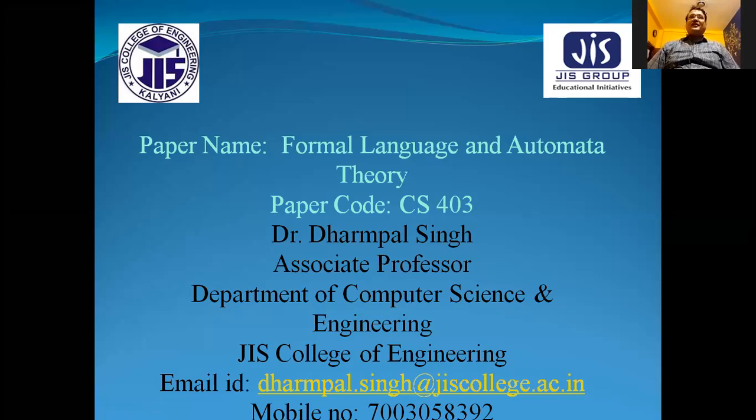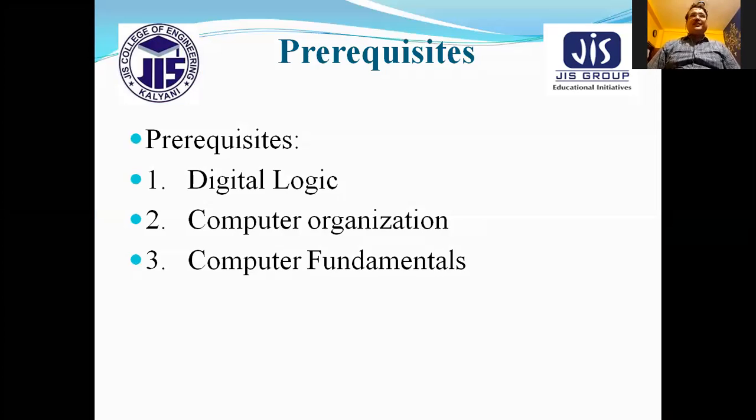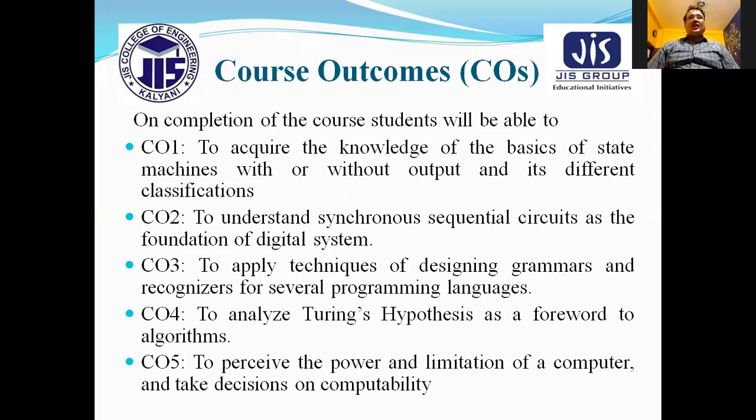Your paper name is Formal Language and Automata Theory. As you already know, the prerequisites of your subject are discrete logic, computer organization, and computer fundamentals. And these are the outcomes of your subject. After the completion of the course, you will get knowledge about machines which have different outputs. You will understand what the Turing machine is, what the limitations of computers are, and what grammar is, and how it is useful to solve some programming language problems.